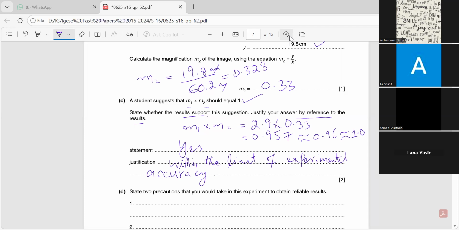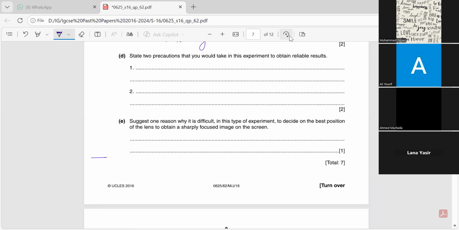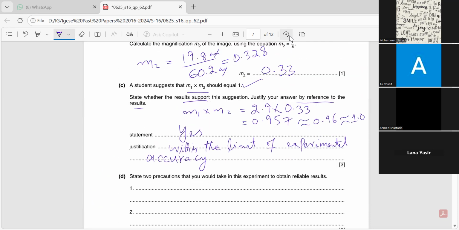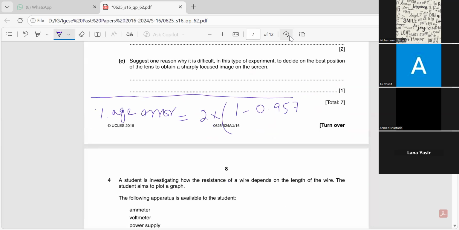Okay, my dear friends. Now, see here. Let's calculate the percentage error for this experiment. In general, that is not needed because they are already very close, but still, let's calculate the percentage error or uncertainty. The rule is 2 times 1 minus 0.957. They said it should be 1, but our answer is 0.957. So the difference of the quantities in the numerator and the sum of the quantities in the denominator, times 100, to get how much percentage this is.